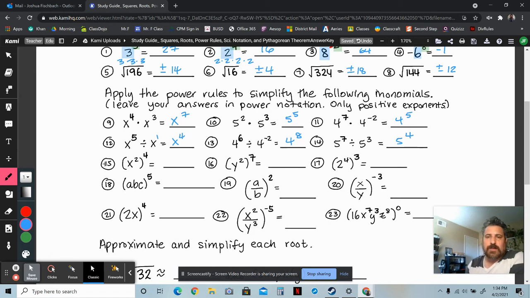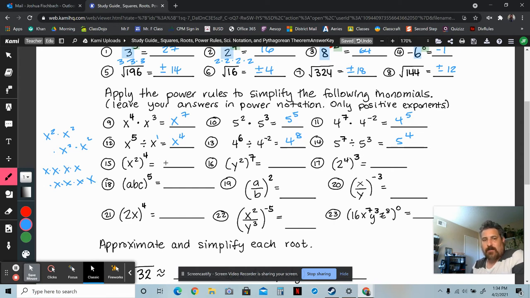When you're doing this one, we're talking about raising a power to a power. When you're raising a power to a power, you multiply the exponents. And the reason is pretty simple. If you have x squared to the 4th power, that basically means x squared times x squared times x squared times x squared, which is x times x times x times x times x times x times x times x. So that's 8 x's times each other, right?